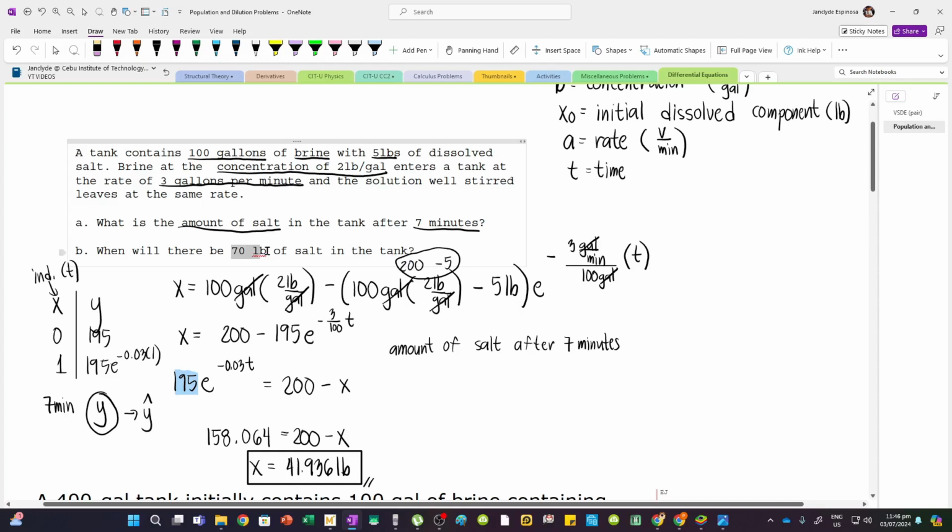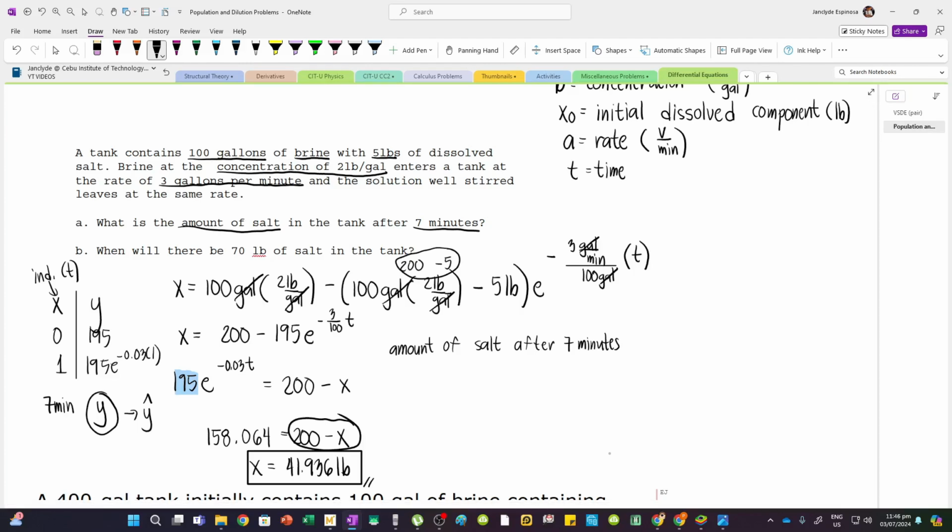And then, what if the question is, when will there be 70 pounds of salt in the tank? Now, 70 pounds of salt is essentially x. This is the tricky part, because you're not going to input 70 x hat. That's going to give you the wrong answer, because we are modeling this equation. So we have 200 minus 70 pounds of salt, so minus 70. This is going to give us 130.